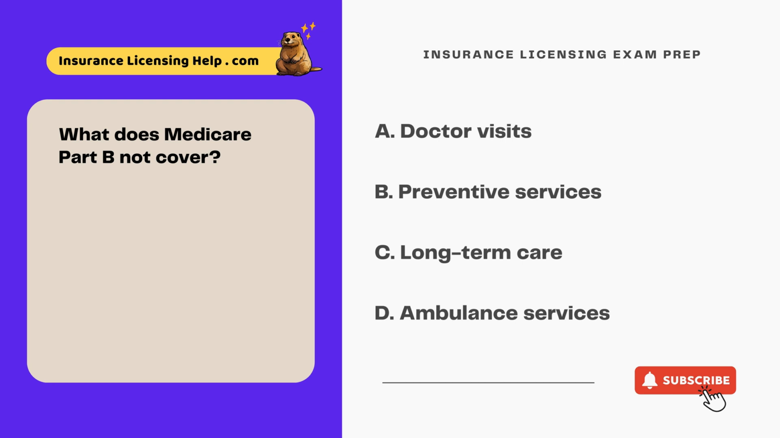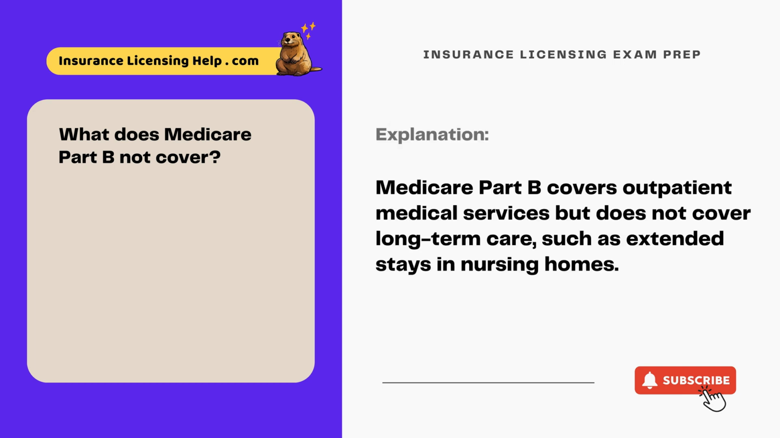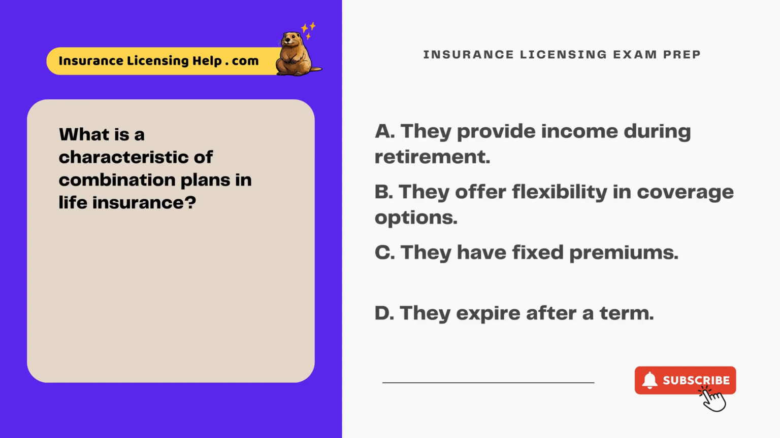A. Doctor visits. B. Preventive services. C. Long-term care. D. Ambulance services. The correct answer is C. Long-term care. Medicare Part B covers outpatient medical services, but does not cover long-term care, such as extended stays in nursing homes. What is a characteristic of combination plans in life insurance?